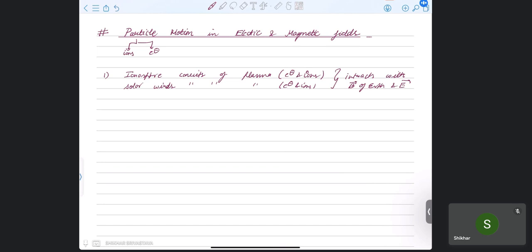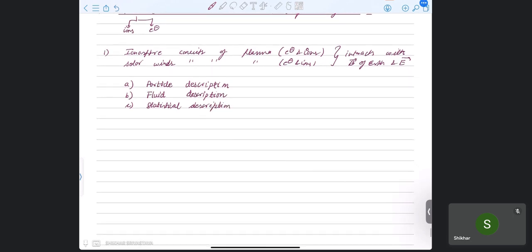First of all, there are three descriptions to describe the motion of plasma. First is the particle description. Second is the fluid description. Third is the statistical description.